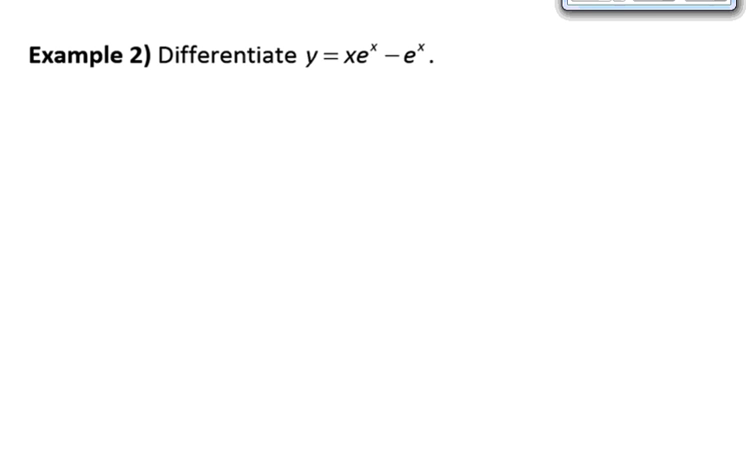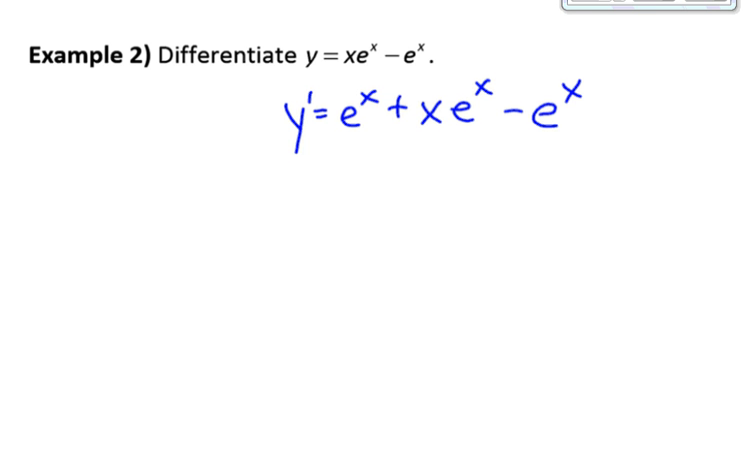So for example 2, all we're asked to do is just simply differentiate with e to the x. So we have x times e to the x, so that's going to be a product. So the derivative of x is 1 times e to the x plus x times the derivative of e to the x, which is e to the x, minus e to the x. And so then you'll see that e to the x here cancels out with negative e to the x, leaving us simply with x times e to the x.